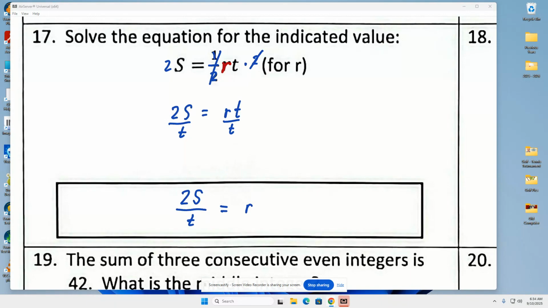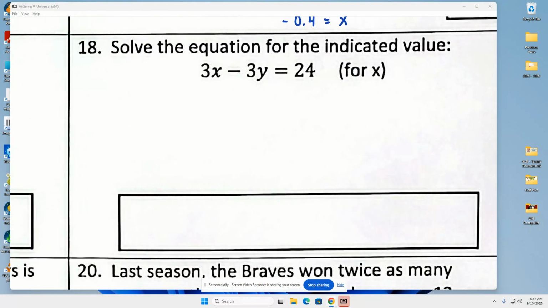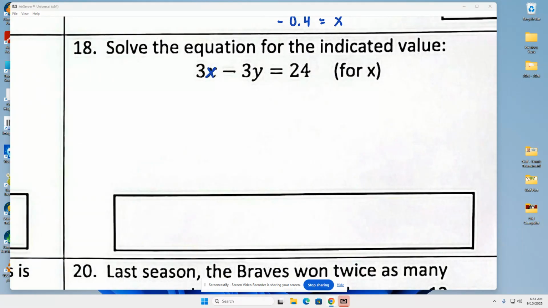Okay? We solved an equation to get another equation. Sometimes we have to do that. Look over at number 18. We're doing the same thing. We're trying to solve for x.